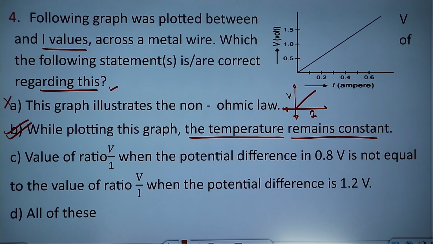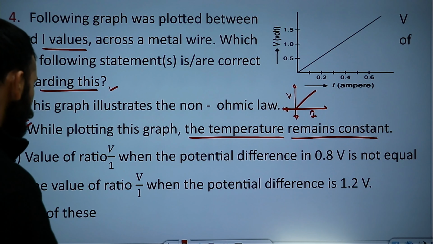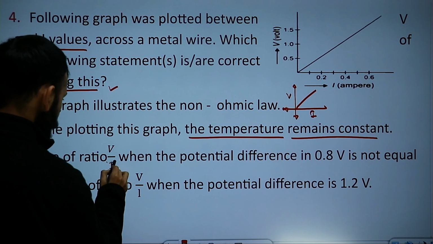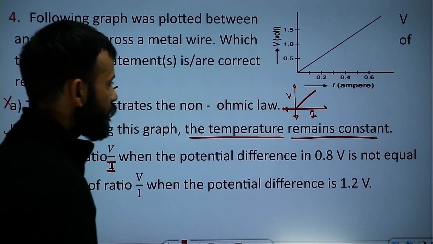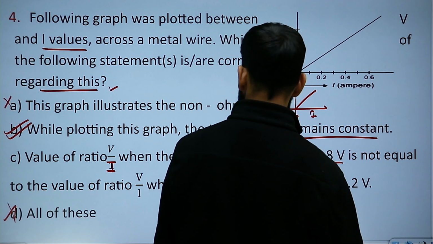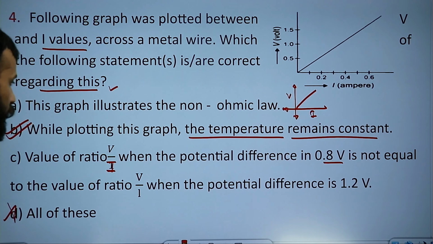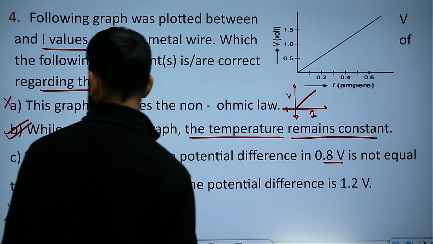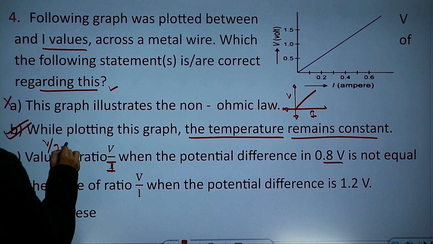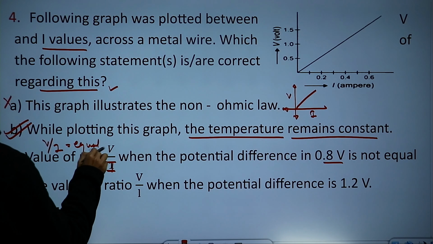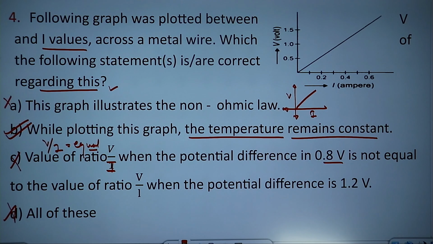We will also look at the third and fourth options. All of these will not be our answer because the first option is incorrect, and the ratio V by I when the potential difference is 0.8 volt is not equal to the other value. Since this graph is a straight line, all the ratios of V and I will be equal. So this option is also incorrect.